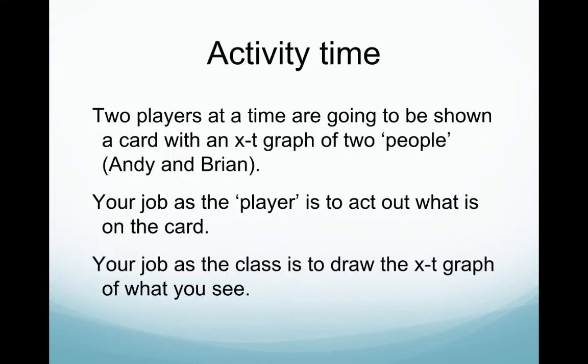So now it's activity time. 2 players at a time are going to be shown a card with a description with an XT graph of 2 people, Andy and Brian. And there are signs for you to wear for Andy and Brian. Your job as the player is to act out what is on the card. Your job as the class is to draw the XT graph of what you see, standing, walking, or running. Kind of like charades. You're going to draw these XT graphs on a whiteboard, and we're going to do this in the Commons.